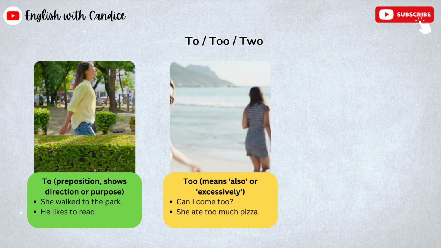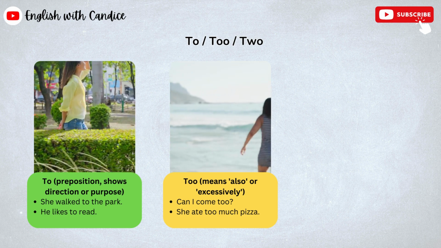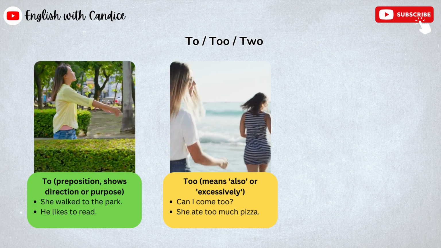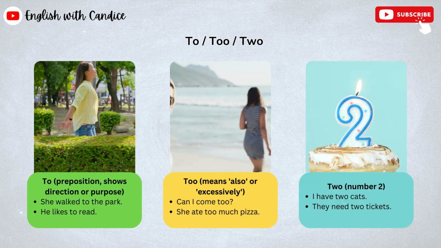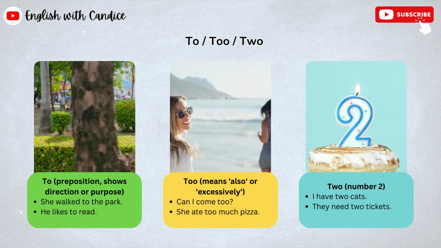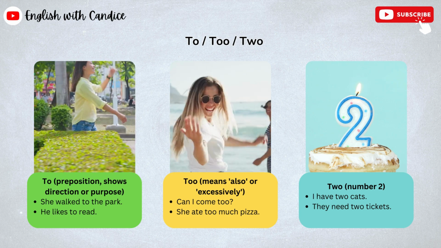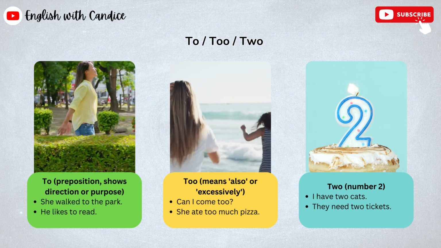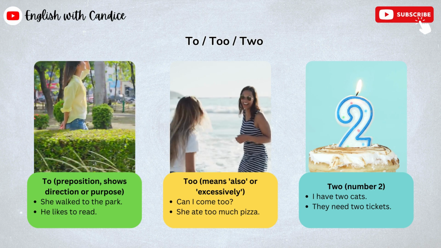Too, spelled T-O-O, means also or excessively, as in, can I come too? Or she ate too much pizza. And two, spelled T-W-O, refers to the number two. So for example, I have two cats, or we could say they need two tickets. This two indicates the number two.